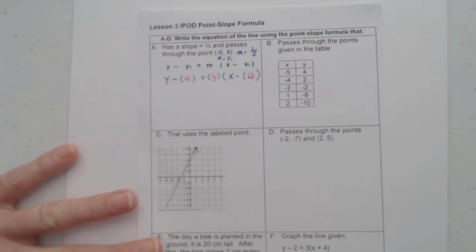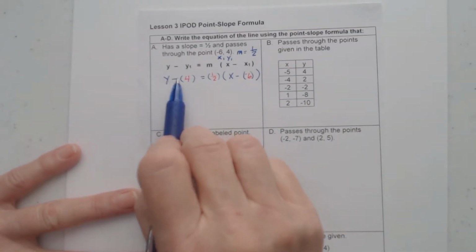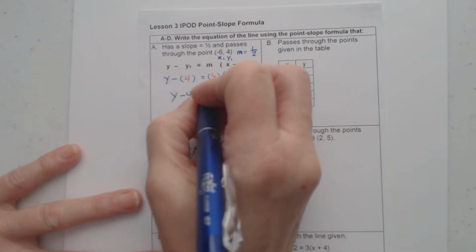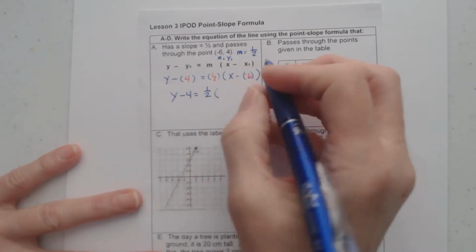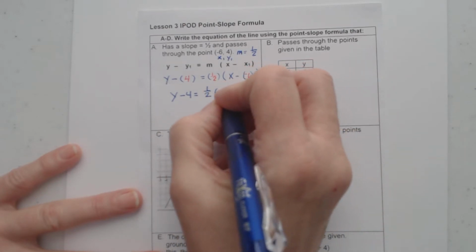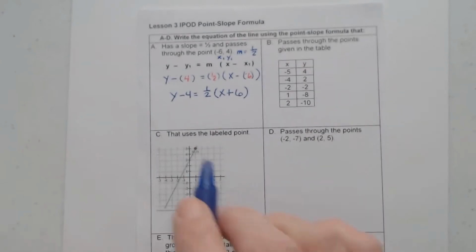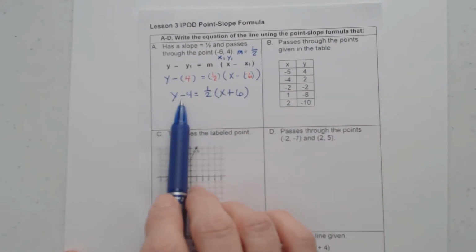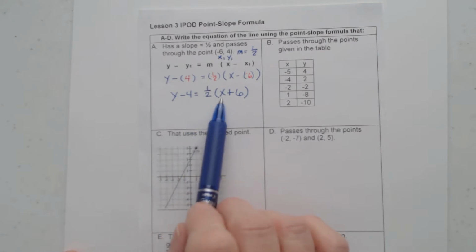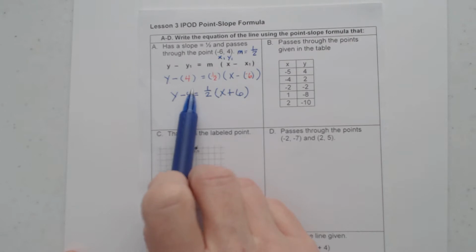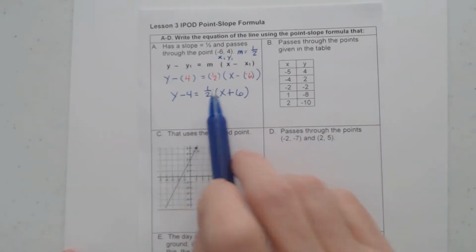From here, I'm going to simplify. Y minus 4, we'll just write down as y minus 4. We have our slope, and then subtracting a negative is the same as adding a positive. So an equation of a line in point slope form is y minus 4 equals 1/2 times x plus 6, where our point is a -6 and a positive 4, and our slope is 1/2.